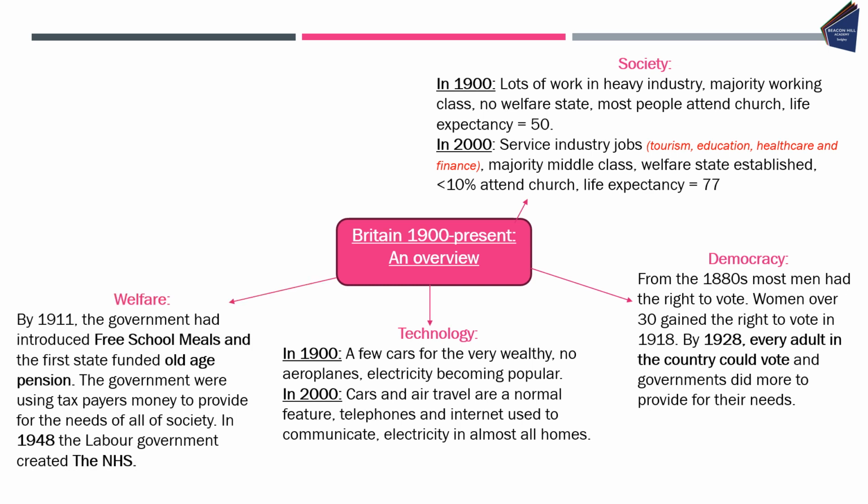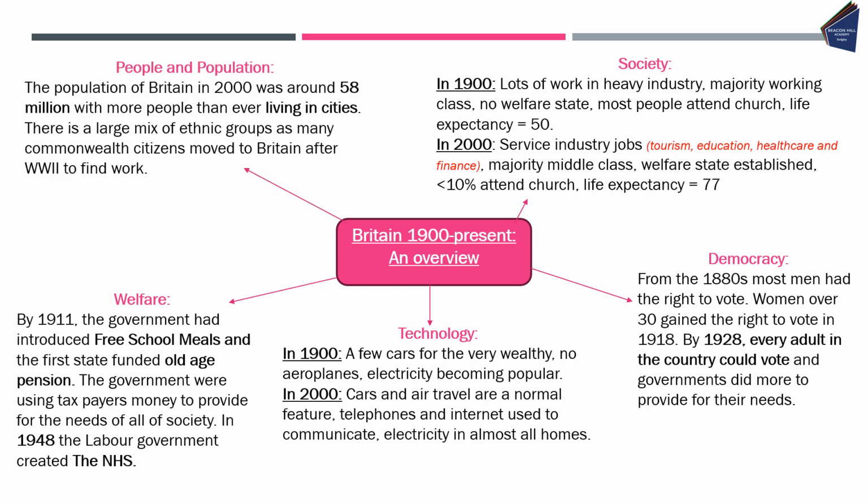In terms of welfare, by 1911 the government had introduced free school meals and the first state-funded old age pension, so they are looking after the youngest and the oldest in society. The government were using taxpayers' money to provide for the needs of all of society. So in 1948, the biggest example that we have of this is the Labour government introducing the National Health Service.